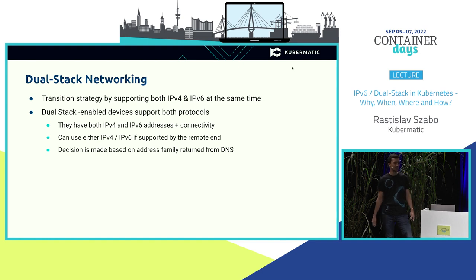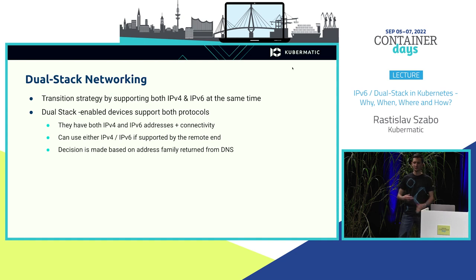And dual stack essentially means that dual stack enabled devices support both protocols, both IPv4 and IPv6. They have both IPv4 and IPv6 addresses. And they can use either IPv4 or IPv6, depending on what is supported by the remote end we are communicating with. And the decision is usually made based on the address family returned from DNS.